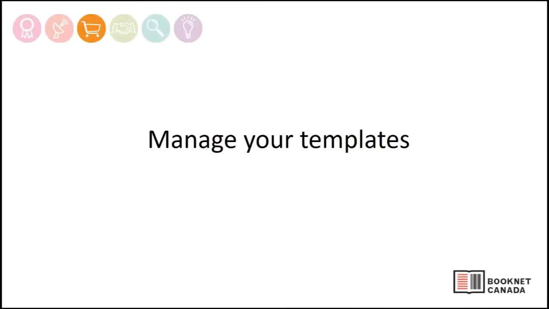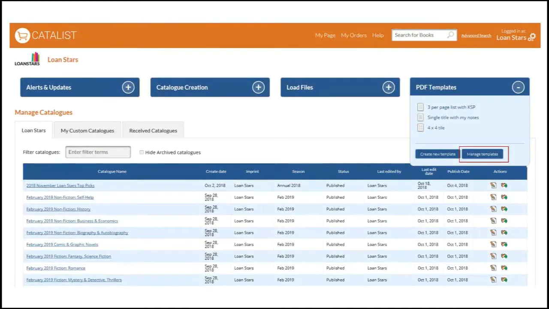So, managing your templates. If you've got a couple, we have several now. If I'm on the My Page option and I open my PDF templates, we've built a 3 per page with key selling points. We've put in a single title with notes. We've done a 4x4 title version. I can create more from here, but I'm actually going to click on the other button, Manage Templates, to show you what you can do there.